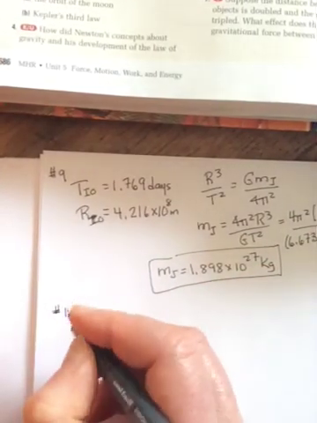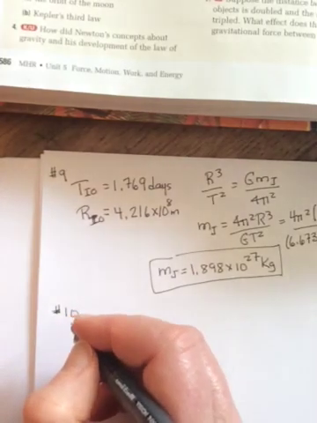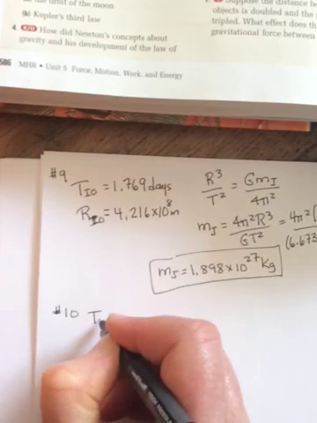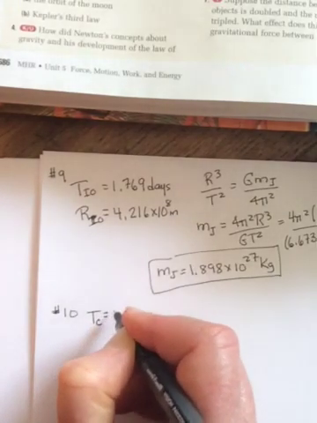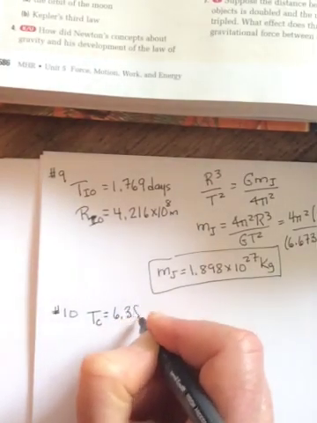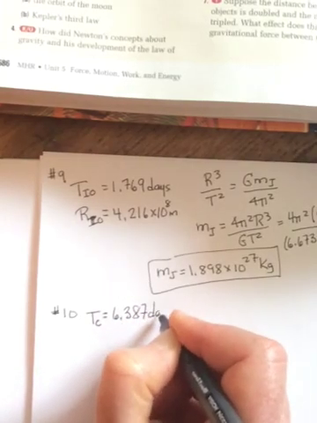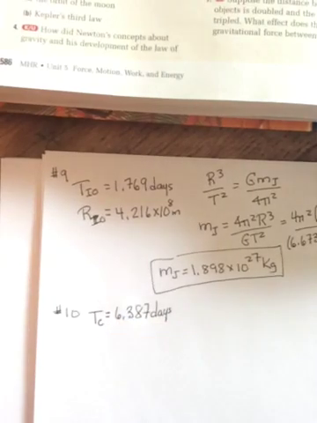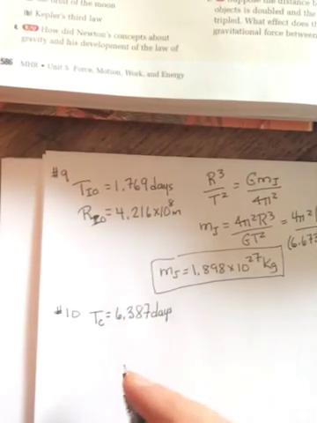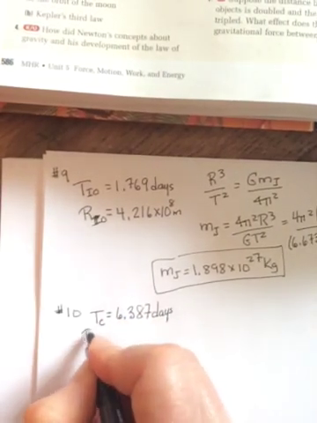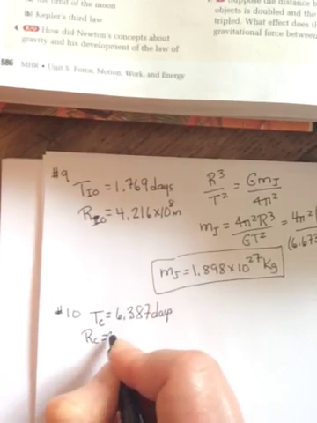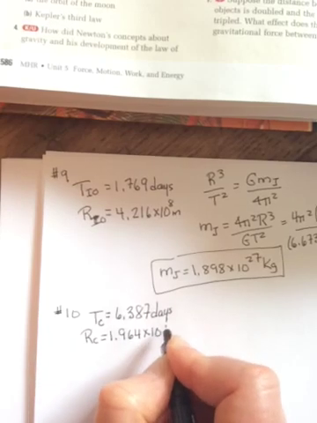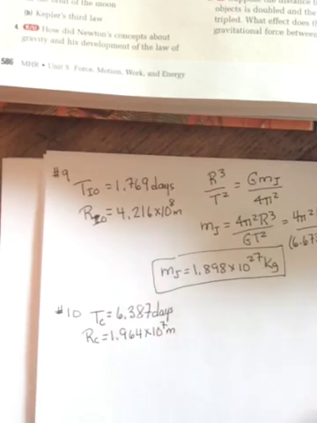Number 10. Charon, the only known moon of the planet Pluto, has an orbital period, T of Charon, equal to 6.387 days. Again, you're going to have to change it into seconds. And an average distance from Pluto, so the radius of the moon, is 1.964 times 10 to the 7th meters.